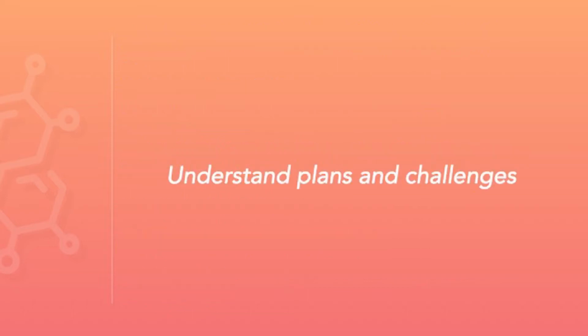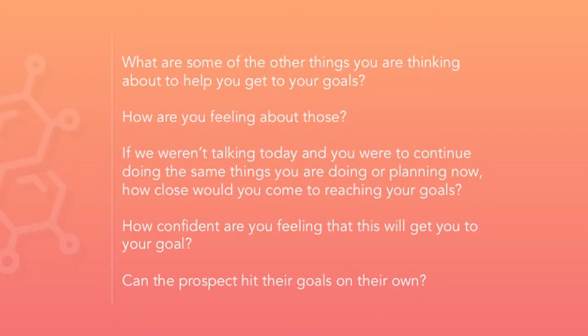Then we want to understand plans and challenges. In this part of the discussion, uncover their current plans for reaching their goals and the challenges standing in their way. Gracefully challenge their strategies when appropriate and proactively identify alternate approaches, such as executing internally or by engaging an outside partner. What are some of the other things you're thinking about to help you get to your goals?